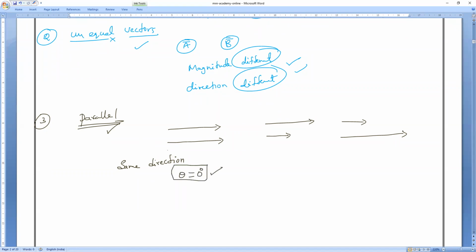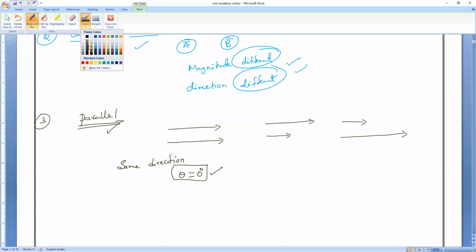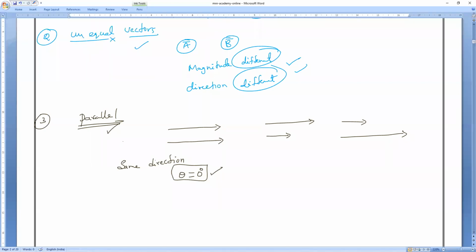Theta is equal to how much? If two vectors are parallel, what is the angle between them? Everybody, the angle between them is 0 degrees. 0 degrees. That is what you have to remember.